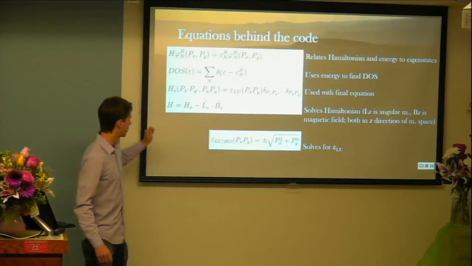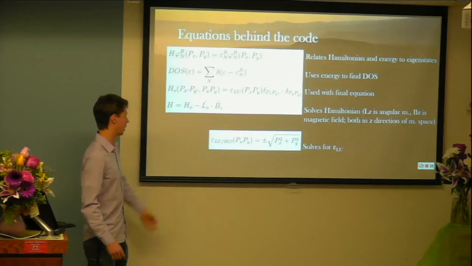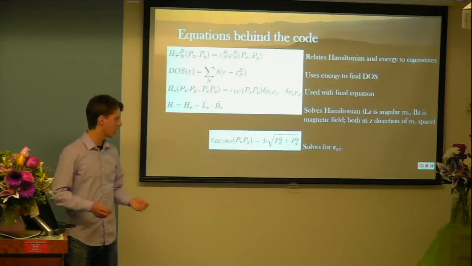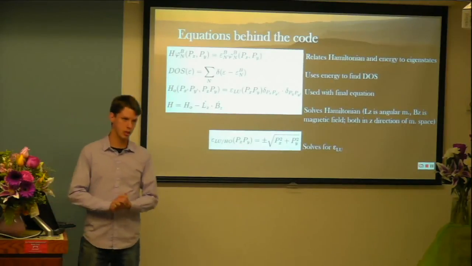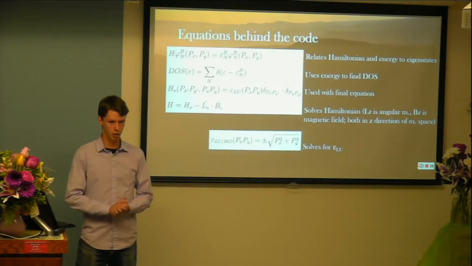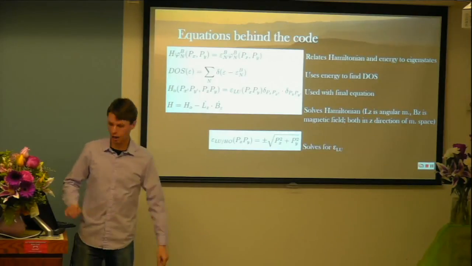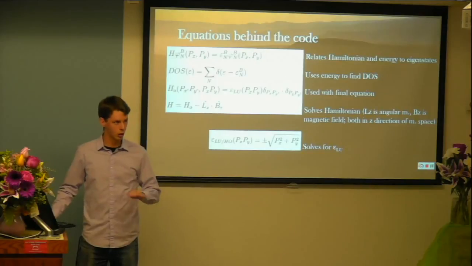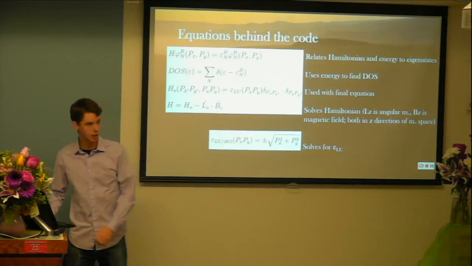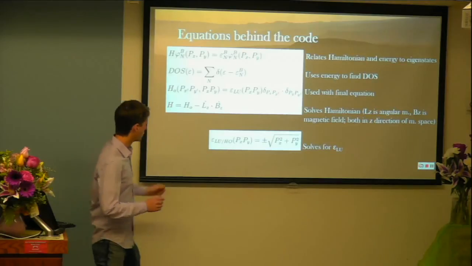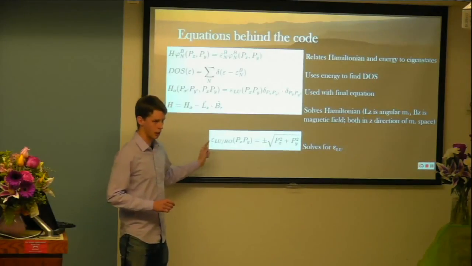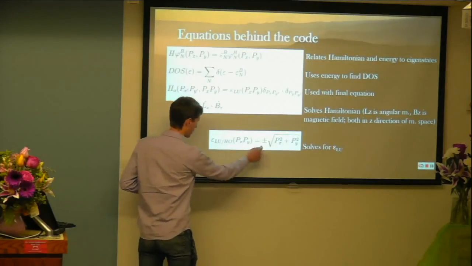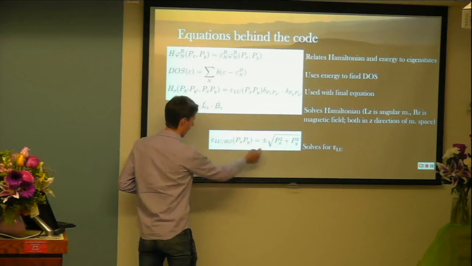And this is just an equation for the Hamiltonian, with L sub z being angular momentum and V sub Z being magnetic field, and both of these are actually in momentum space and not in position space. Yes. What is LU and HO? Okay, so LU is the lowest unoccupied molecular orbital, HO the highest occupied. For this one, lowest is calculated using positive, highest using negative.